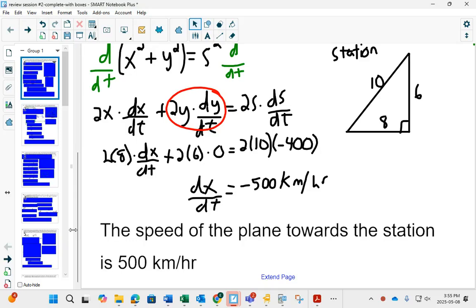You see that we get a negative here? Does it make sense that a negative is because it's going to the left in the diagram that we drew?